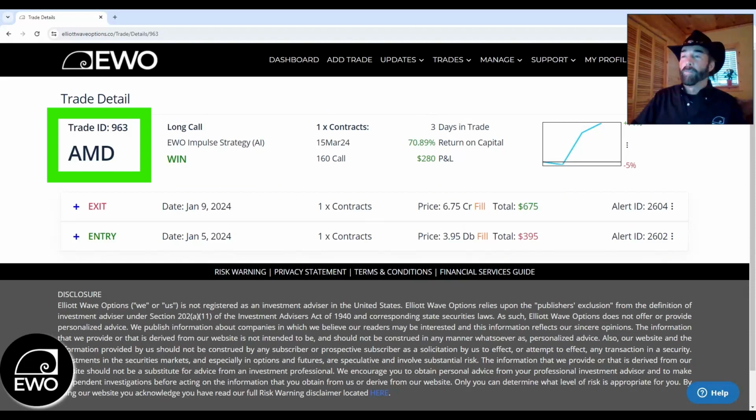ID number 963. As you can see from the chart, this was on AMD, a very popular stock. You'd ask about it a lot during Trade Finder, our free Trade Finder service that we do every Tuesday night. You can register at ewotrader.com.